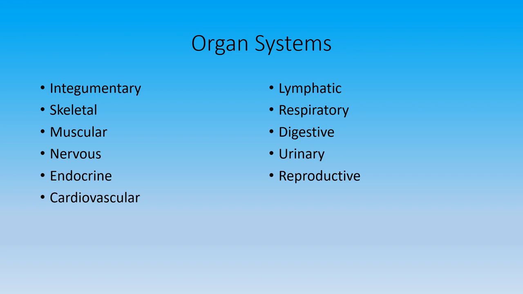The cardiovascular system, this is your heart and all the blood vessels. It's a transport system for transporting gases such as oxygen and the waste product carbon dioxide, as well as transporting nutrients and waste products to the appropriate places in the body.